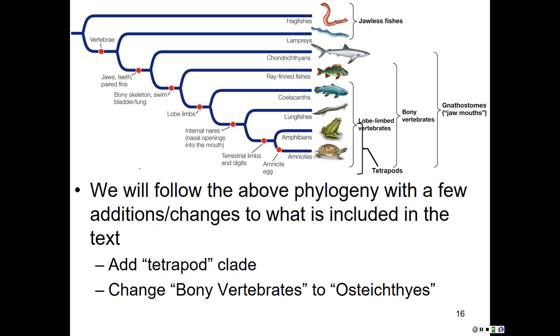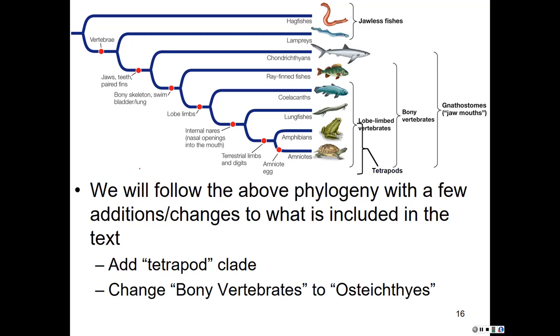Some other shared derived characters we see in the vertebrates are the presence of HOX or other developmental gene duplication. So again, HOX genes are those genes that control development. We also see complex nervous and skeletal systems and well-developed circulatory systems and well-developed muscular systems that can be serviced by this complex circulatory system.